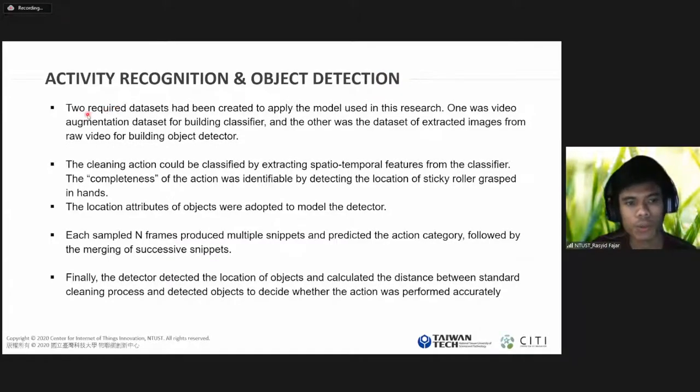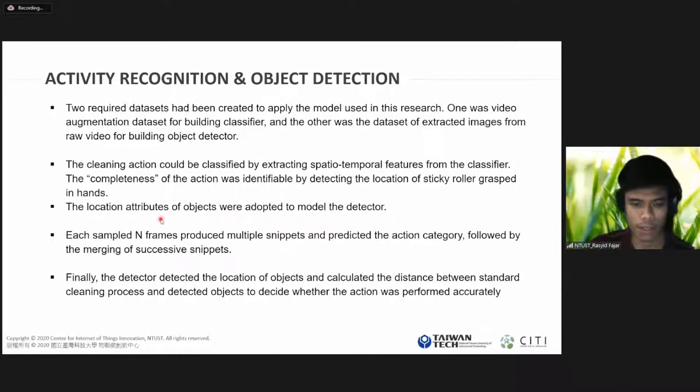This resource to acquire datasets had been created to apply the model used in this research. One was a video augmentation dataset for building the classifier, and the other was a dataset of images extracted from the raw video for building the object detector for the sticky roller. The cleaning action could be classified by extracting spatiotemporal features from the classifier, and the completeness of the action was identifiable by detecting the location of the sticky roller crushed in hands.